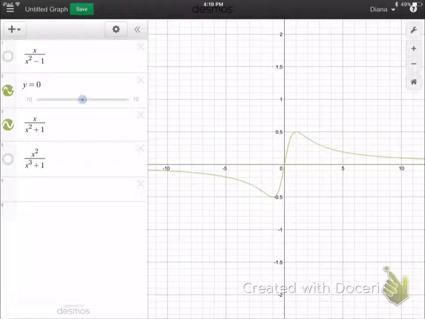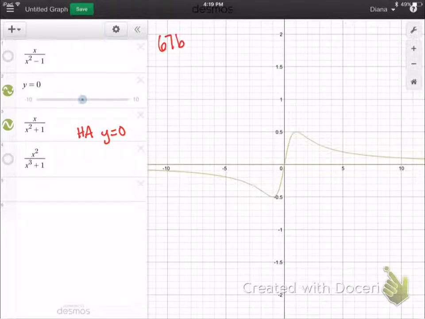Here I've graphed in green x divided by x squared plus 1. This is number 67, letter B. So once again, you can see visually that the horizontal asymptote is y equals 0. You can tell using our strategies that we've talked about that the horizontal asymptote is y equals 0 because the exponents are bigger on the bottom.